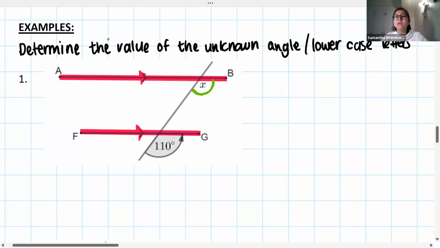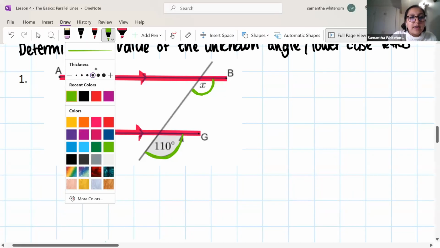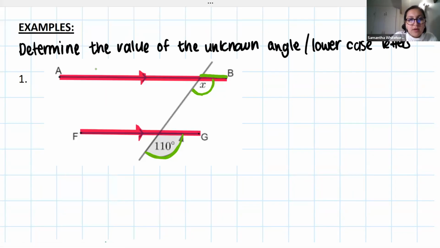Now guys, this is where we look for those shapes, the F shape, the U shape, the Z shape. In this diagram, I have all three, but I need to identify the one that helps me find X. So if I look at X and I look at the fact that I've been given 110, if we consider the position of those two, hopefully what we see is that we actually have an F shape. So here's my F shape.